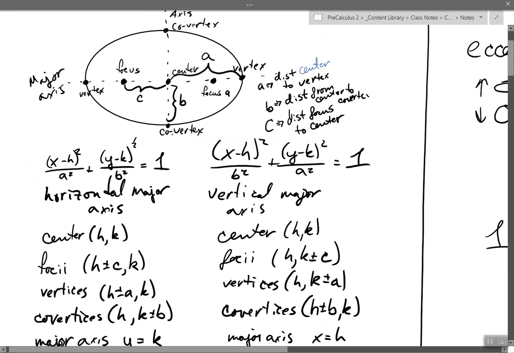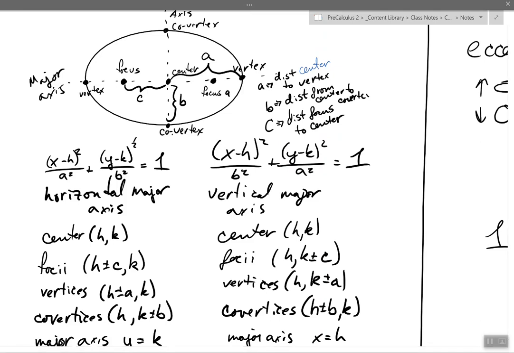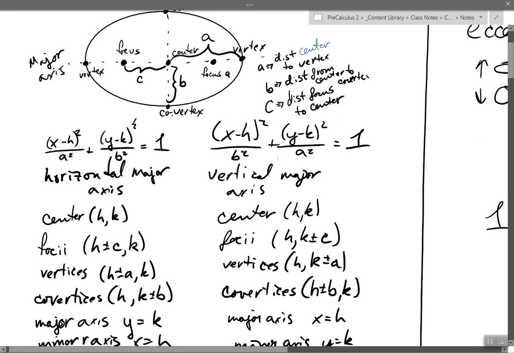So the equation over here for the vertical major axis, the only difference between the two equations is where a and b are. So a is going to be the longer axis. Here it's under x, so that's horizontal. Here it's under y, so that's why it's vertical. So wherever the bigger number is on the bottom, that's the longer direction, x or y. So the center is the exact same, h and k. That's easy. The foci is whatever the major letter is plus c.